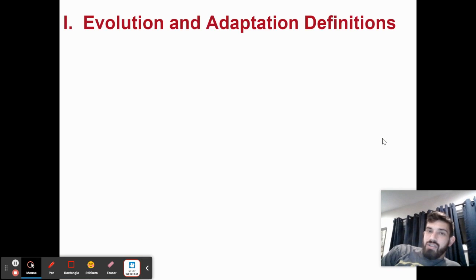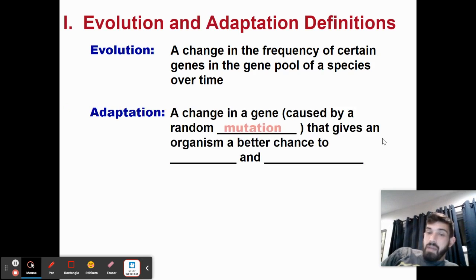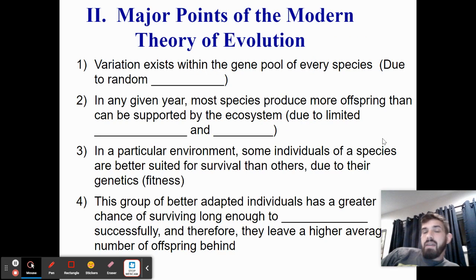So, evolution and adaptation definitions. Let's go over some of the basics first. Definition of evolution: it is a change in the frequency of certain genes in the gene pool of a species over time. Another way to say this, it is just a gradual change in a species over time. The reason that species change over time is because their genes change. So that's why this is worded that way. An adaptation is a change in a gene caused by a random mutation that gives an organism a better chance to survive and reproduce. Okay? And an organism's fitness is all about not just their ability to survive, but also their ability to have more babies. Here are some major points of our modern theory of evolution.